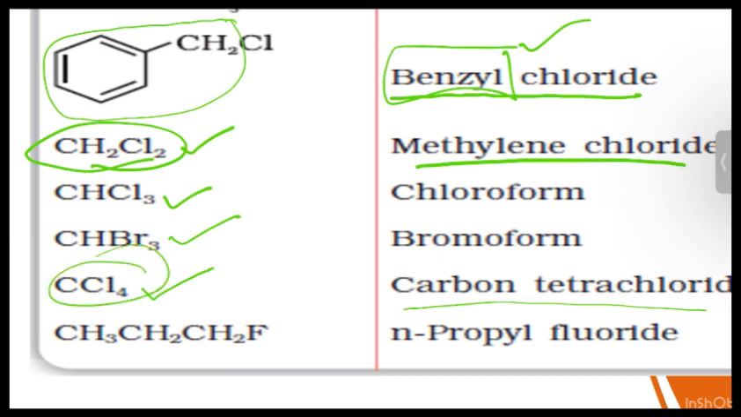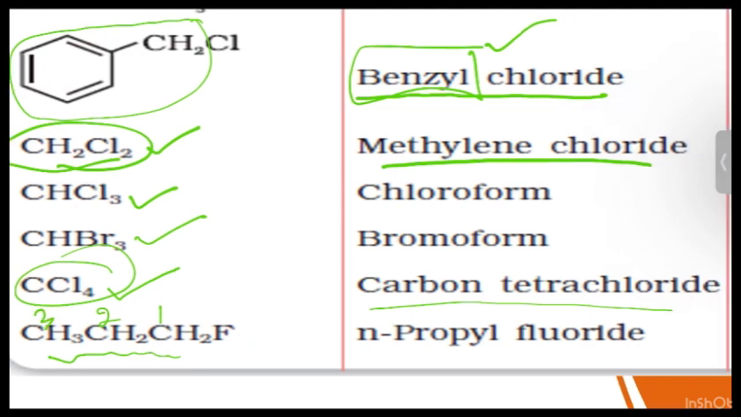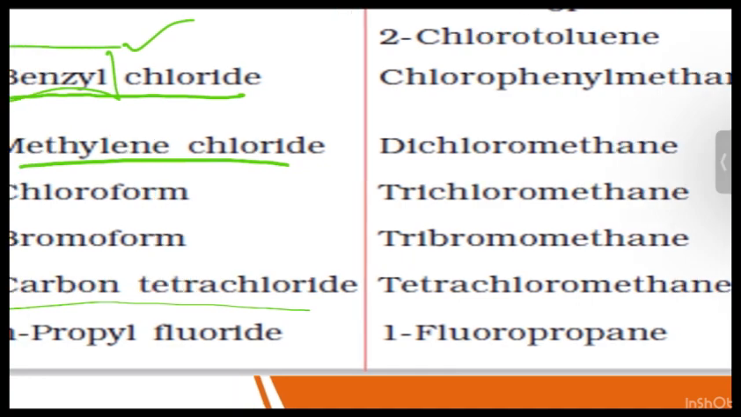So can you tell me the IUPAC name? Yes, everybody can tell. It's easier. It is tetrachloromethane. Carbon tetrachloride cannot be the IUPAC name. In IUPAC name, we write halogen first. And then you have another simple example, 1, 2, 3. So it is n-propyl fluoride, common name, IUPAC name, as you can see, 1-fluoropropane.